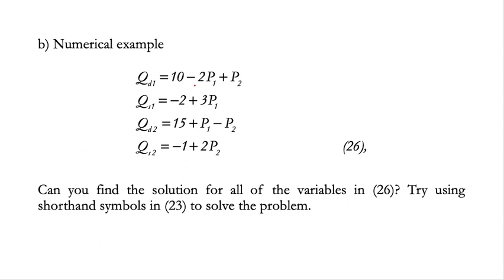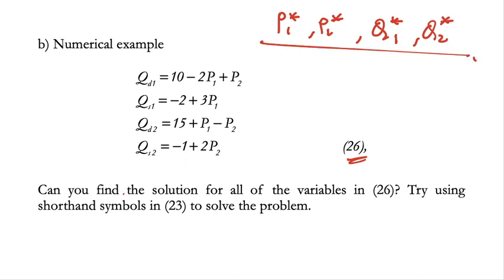So try to find the solution for all of the variables in expression 26. What are the variables that you need to find in terms of solution? P1 equilibrium, P2 equilibrium, Q1 equilibrium, and Q2 equilibrium. Yeah, so all of this. You can try to use shorthand symbols, especially when you see the coefficients. There are a lot of coefficients here, to solve the problem.